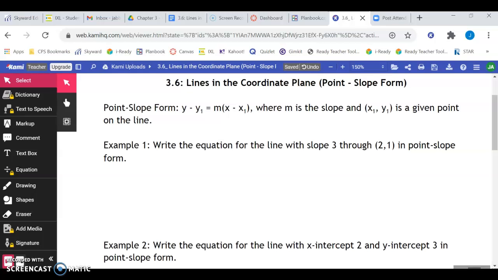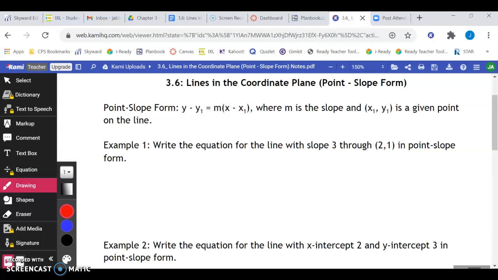Continuing on with section 3.6, lines in the coordinate plane, we are going to take a look at point slope form. So we've spent the last few days talking about slope intercept form. That was y equals mx plus b. Now we're going to look at what's called point slope form. And what point slope form is, is just a different way of writing a linear equation. So this is point slope form right here.